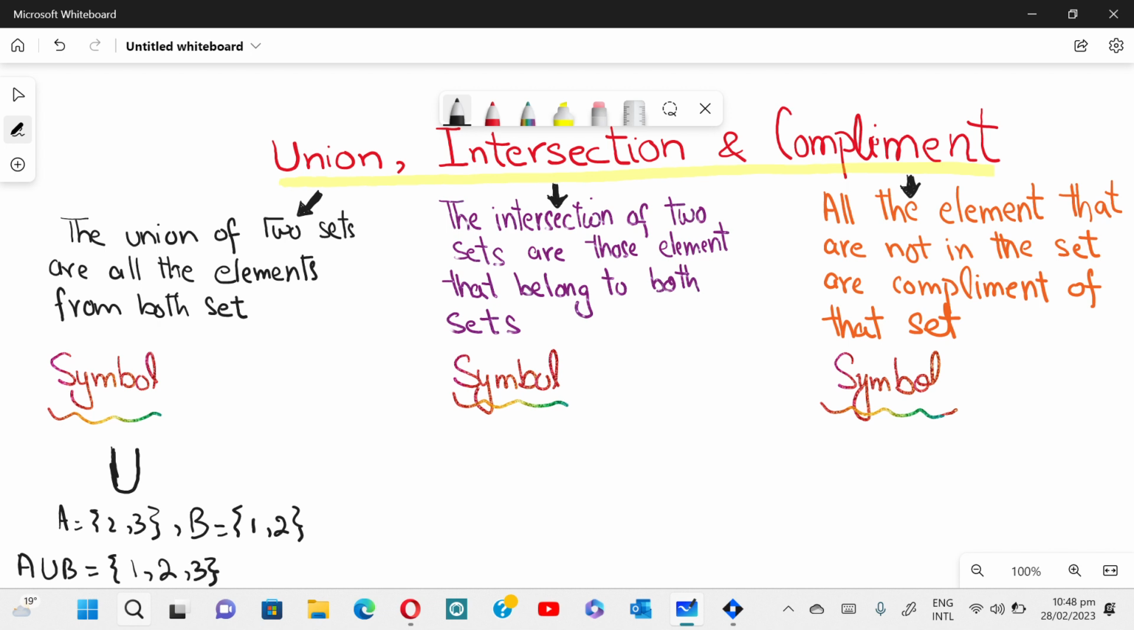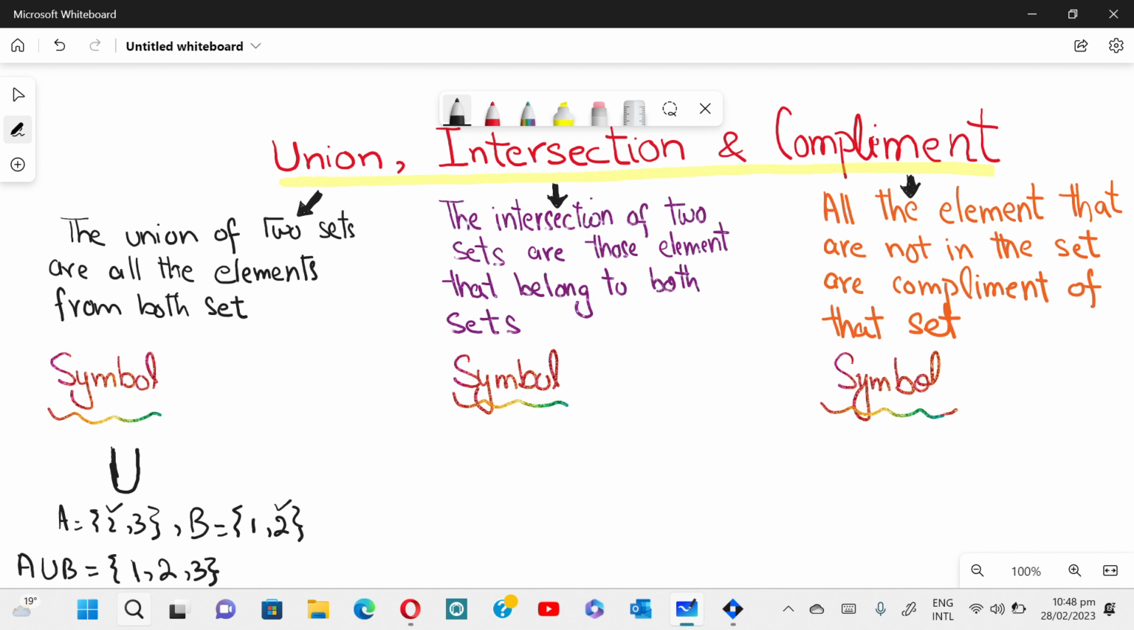I'm not going to repeat any number. If it's doubling like this, 2 is here and here as well, that doesn't matter. I'm going to write it only once. So 1, 2, 3. All the numbers of both sets are going to be written in the union. Now let's talk about the intersection.